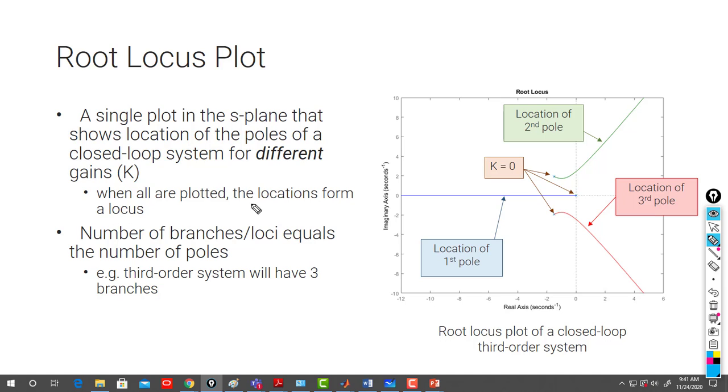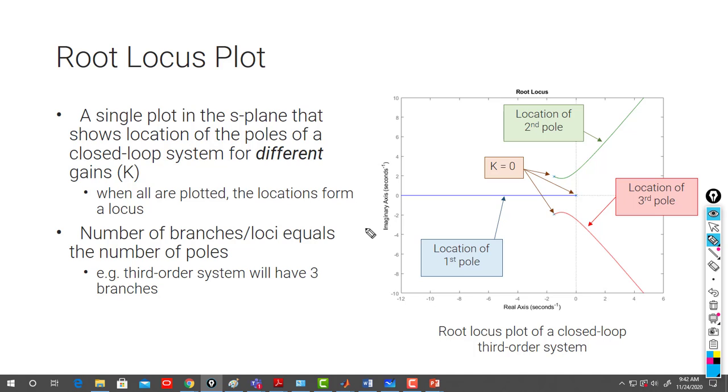When all are plotted, the locations form a locus. When you plot all the poles, the location of poles at different values of k will constitute a locus. The number of branches, or loci, equals the number of poles. For example, here I have 3 branches. Then I can understand that in my system I have 3 closed loop poles.